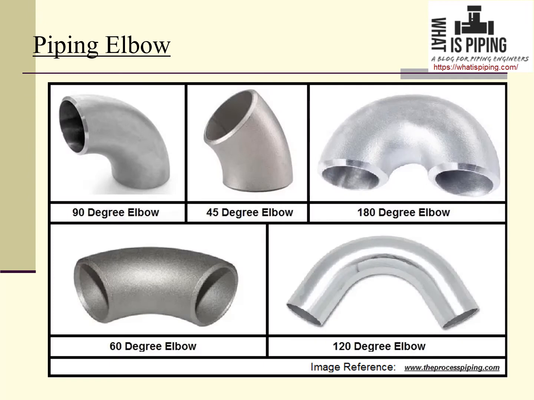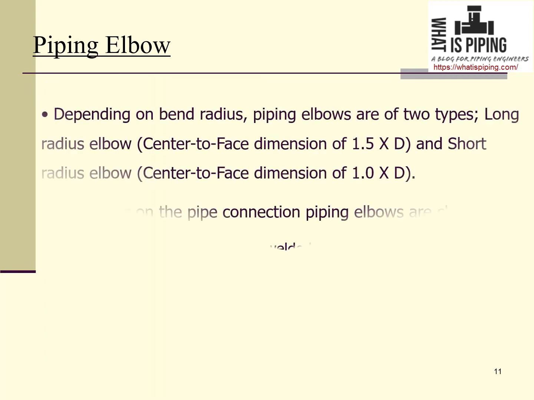As from this figure you can see that this is an example of a 90-degree elbow. Here the angle change is 90 degrees, perpendicular. This is the 45-degree elbow, where the angle change is 45 degrees. This is a 180-degree elbow. And this is an example of 60° and 120° elbows, which are normally non-standard.